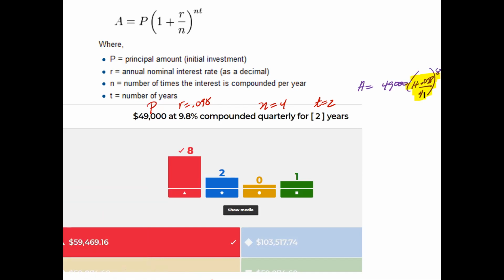First thing you want to do is minimize everything inside the parentheses so you have something that is compact, and that's going to be your multiplier. If you divide it and then add the 1, you're going to get 1.0245 to the 8th power. So then if you do that, your multiplier is going to be 1.2137, but don't forget to multiply by the 49,000. And your total amount at the end of the 2 years is going to be $59,469.16.